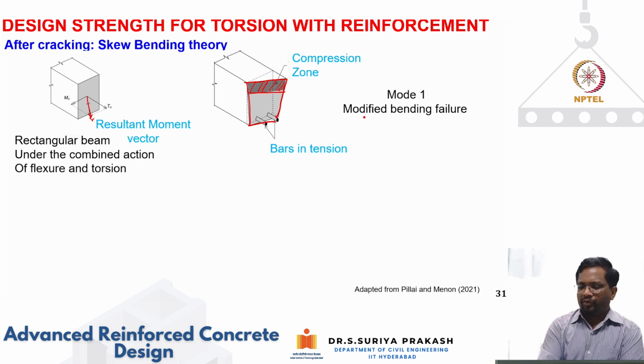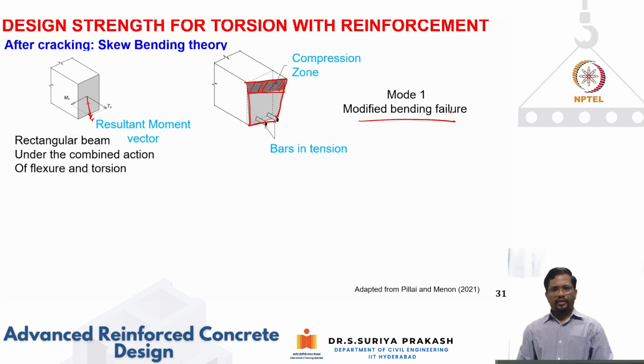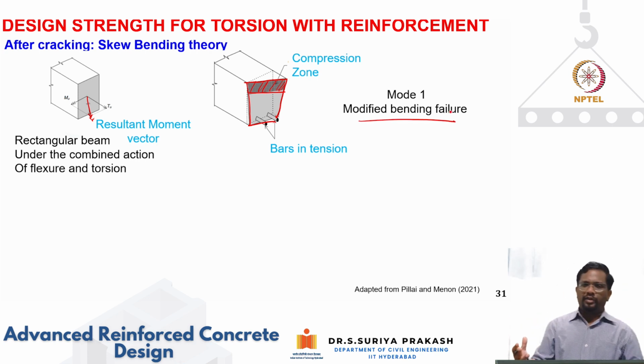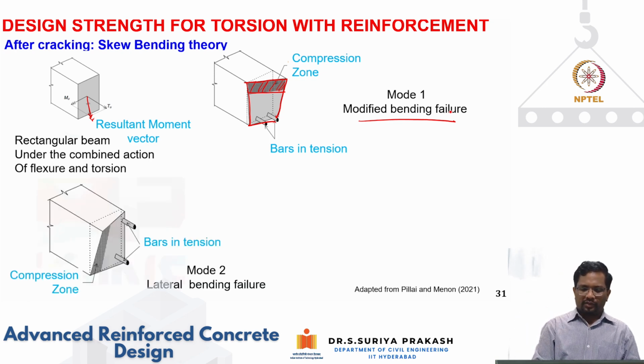So this type of failure mode is called modified bending failure, where you have some limited amount of torsion along with high bending moment. So it's not going to completely change the failure mode. It's going to slightly modify the failure mode. Still, you're going to have compression at the top and tension at the bottom.